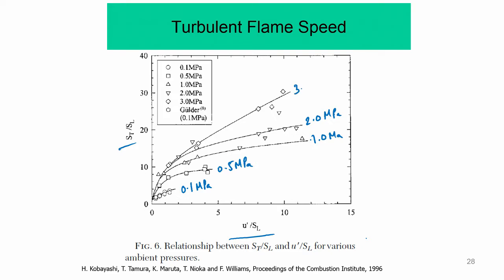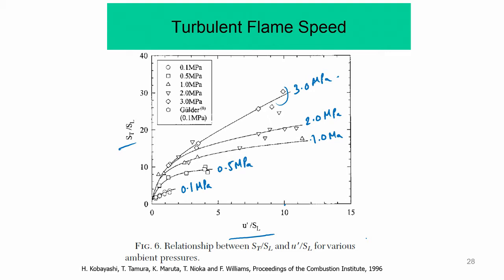And this is at a pressure of 3.0 MPa. 3.0 MPa is a very large pressure. This is essentially 30 bar, and you see that at this high pressure, at a u prime by SL of about 10, your ST by SL has reached the value of about 30. So that is a huge increase over the normal planar laminar flame speed that this turbulent flame has reached.